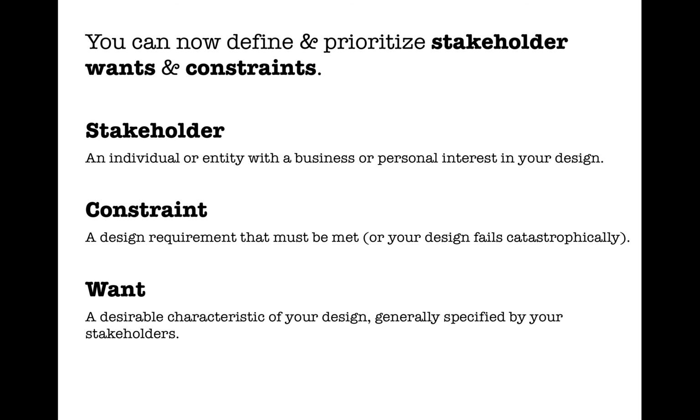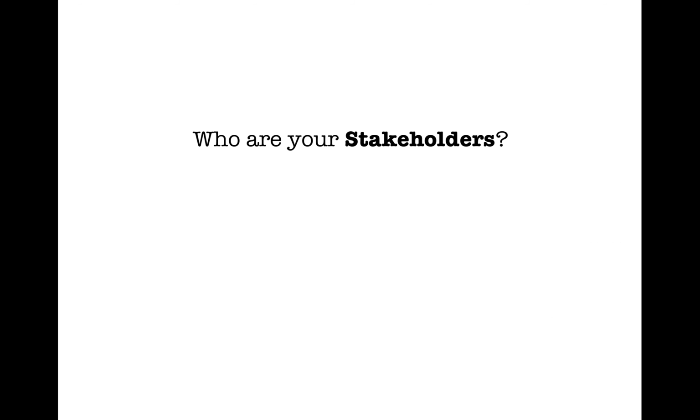A want is a desirable characteristic of your design, generally specified by your stakeholder. There's some flexibility in terms of wants, so you may not completely hit a want in your final design. And that's okay. That doesn't mean it fails. Wants are prioritized. Constraints are always a top priority. You must hit the constraints, but wants are generally prioritized. Let's start thinking about who your stakeholders are. If you're following along with this, this is a good time to pause and maybe discuss with your team: who are your stakeholders?